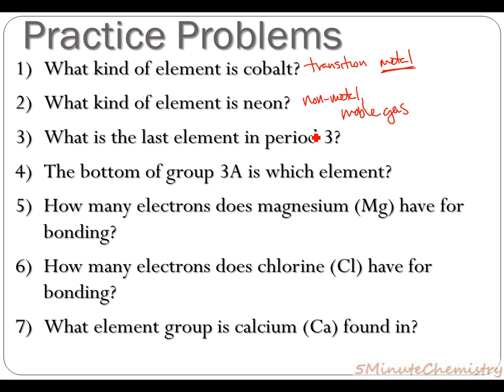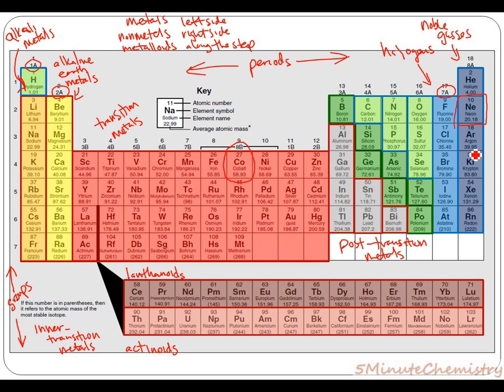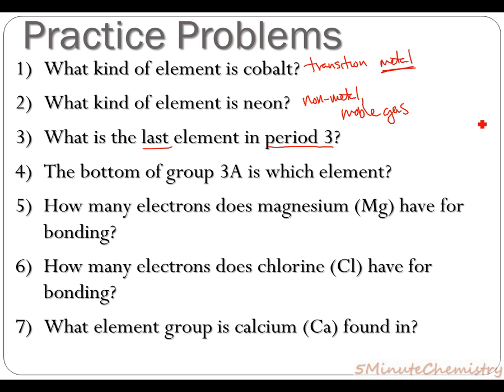Now question 3, what is the last element in period 3? Recall that periods mean rows. So we want to know the last element in period 3. We'll go back here, and in period 3, the last element is argon. So the last element is argon, Ar.